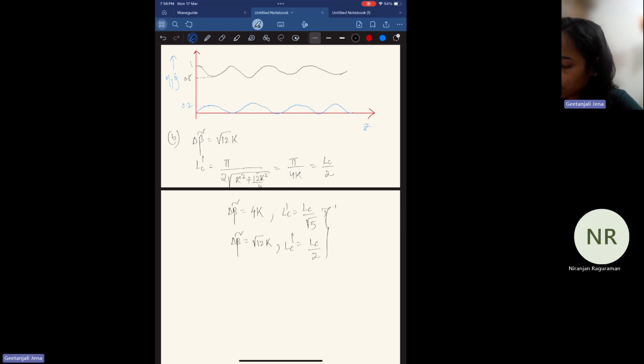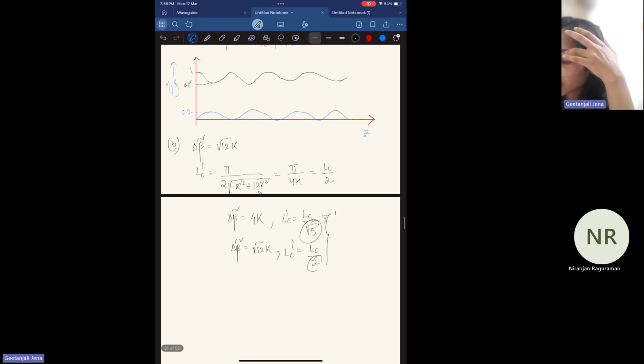So here you can see the LC is now increasing, right? Here 2, it is root over of 5. So when you decrease delta beta, the coupling length increases. It's inversely proportional.